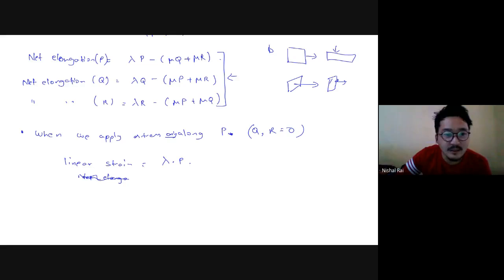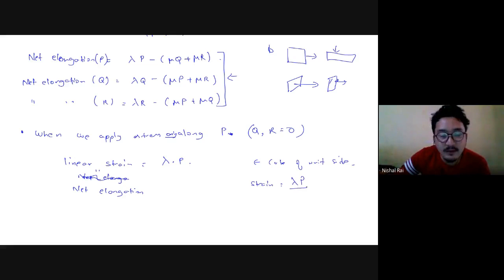Over here, it will be the same as your net elongation because the cube is of unit side. Let's consider the cube is of unit side. Because the strain is defined as the change in dimension, which is your net elongation, lambda times P, divided by the original length, which is your unit length 1. So it will be lambda times P. So this is your linear strain.